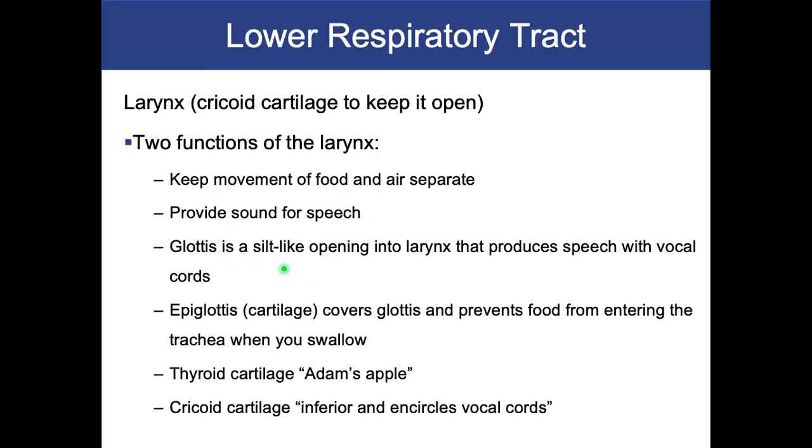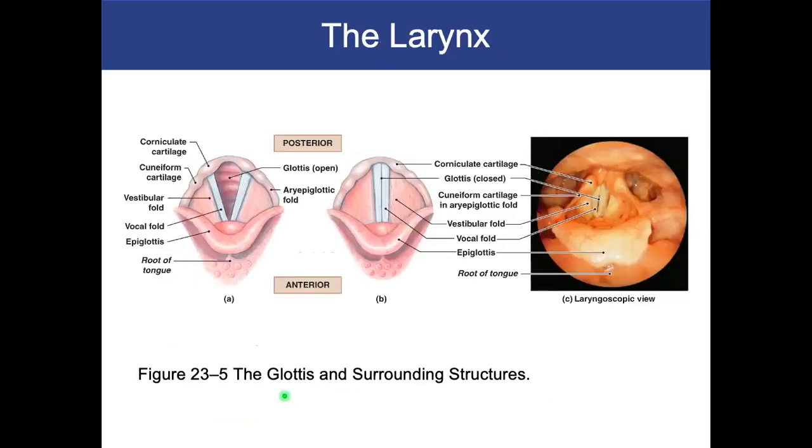The glottis is a slit-like opening into the larynx that produces speech with vocal cords. Your epiglottis, which is made up of cartilage, covers that glottis and prevents food from entering the trachea. Your thyroid cartilage is the main cartilage piece of your larynx. We consider that to be the Adam's apple. And then your cricoid cartilages, we call them C cartilages for short, are on the anterior side. They're inferior, and they wrap around those vocal cords, or house those vocal cords.